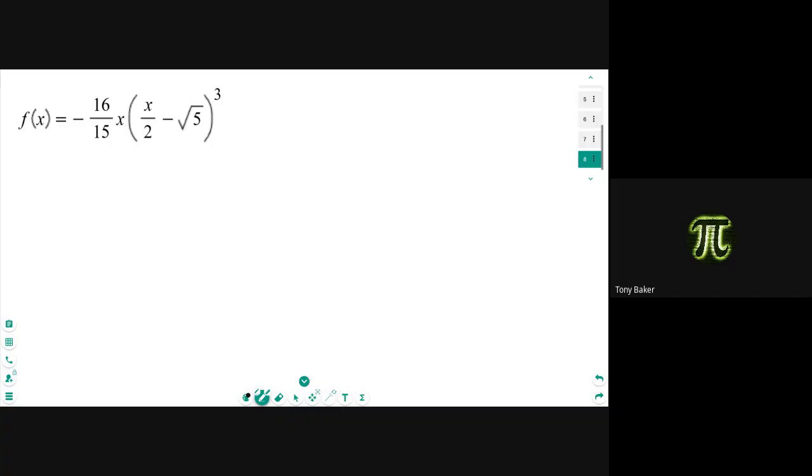So if we plug in 0, what do we get? What's f of 0? It's just 0. Okay, so my first point is 0, 0. And that's the y-intercept and one of the x-intercepts. All right, now how do I find my x-intercepts? Solve it for 0.